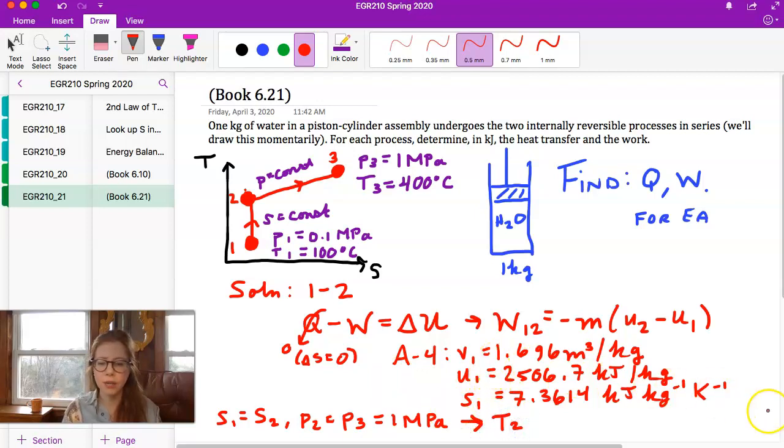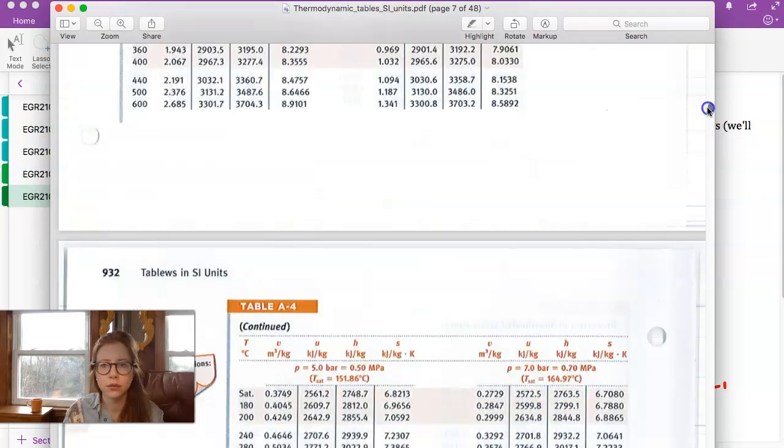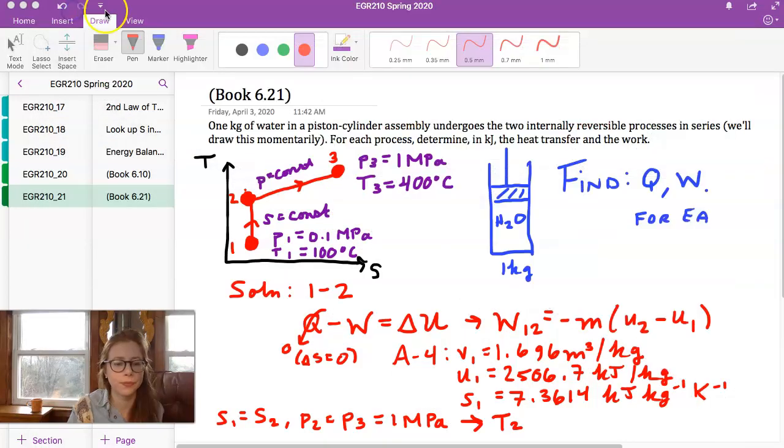So we have to open our table back up, and we need to find 1 megapascal. Okay, and we need to find something close to 7.3614 kilojoules per kilogram Kelvin because S1 is equal to S2. So we're going to be somewhere between 360 and 400 degrees Celsius. So we need to interpolate. And I'm going to open up a new sheet for that.